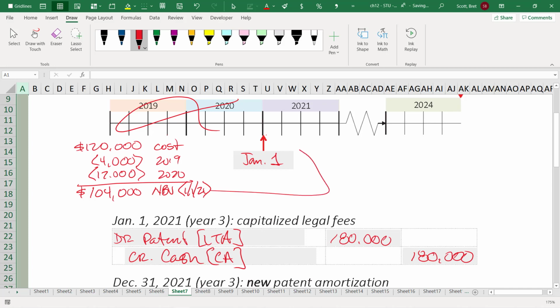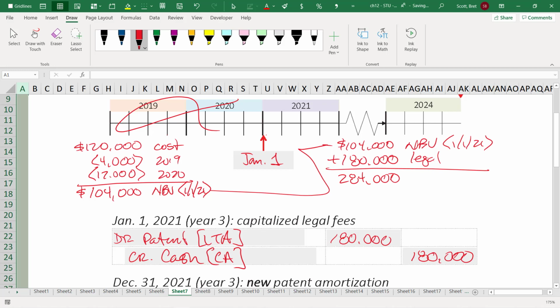Okay, we're going to add to the overall net book value. So let's look over here. 104,000. It's the net book value on January 1st, 2021. We are capitalizing another 180,000 in legal fees. That was on January 1st. And that gets us to a new net book value, 284. That's the new net book value as of 1/1/2021.